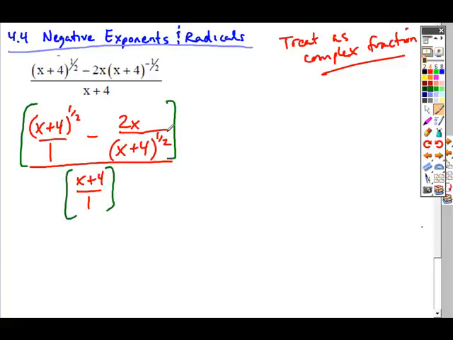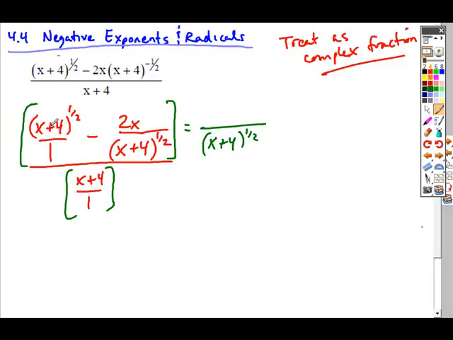And now you can use any method. Rewrite the numerator as a single fraction, invert and multiply, or you can use the LCD method. Again, I'm going to just work with the individual fractions here because that's what most students prefer historically. So looking at this, if I want to combine this whole thing into one single fraction, my LCD has to have a factor of 1. It also has to have a factor of x plus 4 to the 1/2. So there's my LCD for the numerator.